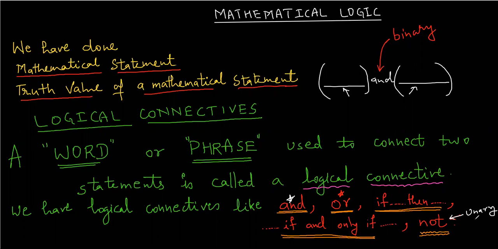U-N-A-R-Y. Unary. Why? Because not is used for one statement only. It is not used for two statements. It is used for one statement only. That you will understand in time to come.